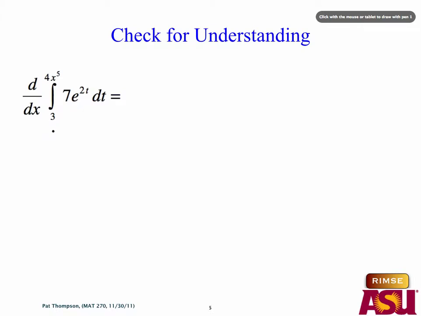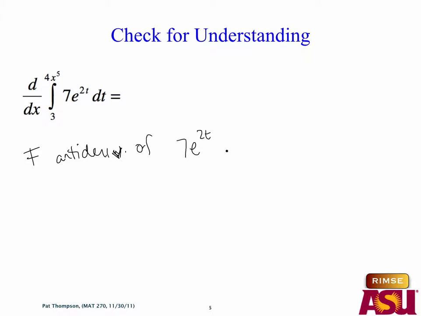So if we apply the same theory that we just did, right? And we said maybe big F is an antiderivative. That should be 7e to the 2t, or I guess I'll use an x for that. Then we're trying to find the derivative of what? F of 4x to the 5th minus F of 3, okay?